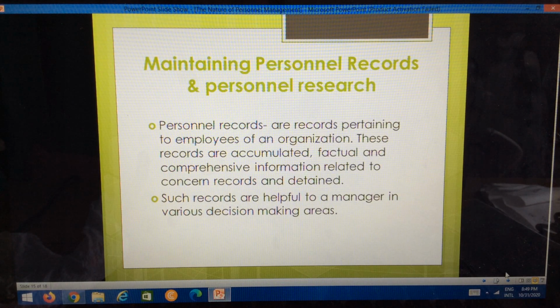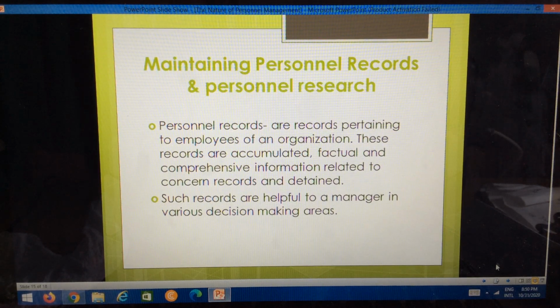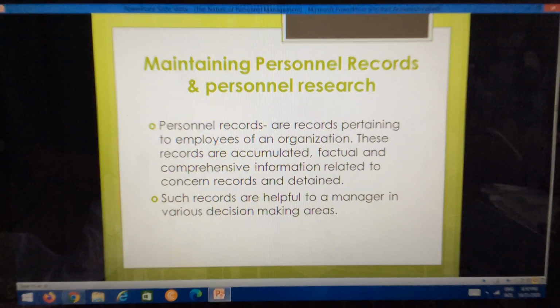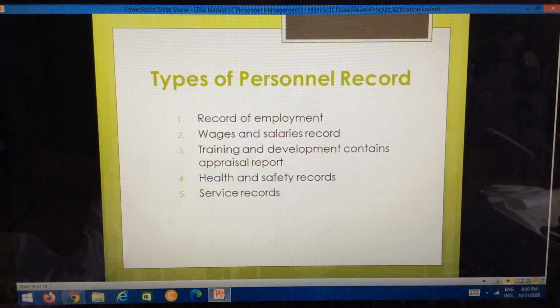Maintaining personal records. Personal records are records pertaining to employees of an organization. These records are accumulated, factual, and comprehensive information related to concerned records and details. Such records are helpful to managers in various decision-making areas. So we have here the types of personal record.